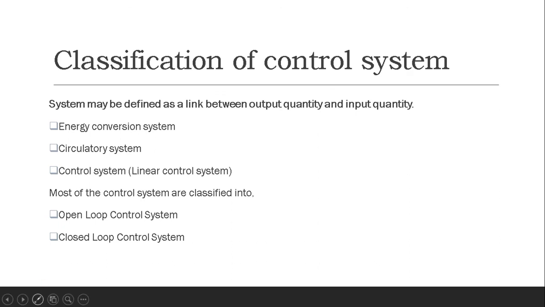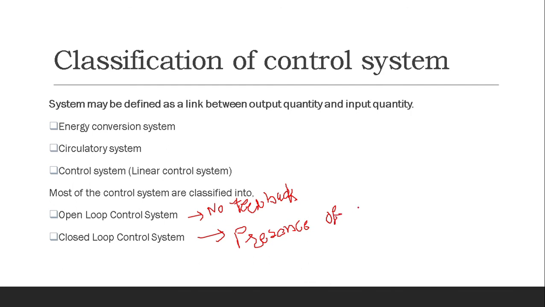Okay, let me write it down. So there is no feedback in open loop, and presence of feedback in closed loop. Okay, so this is what open loop control system and closed loop control system are.